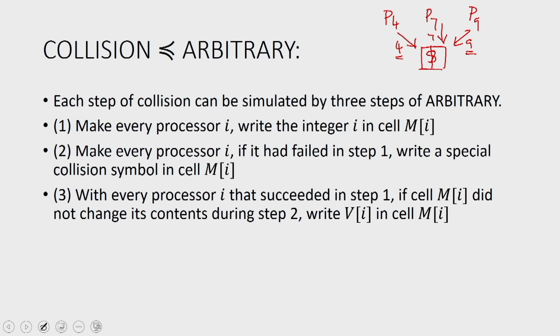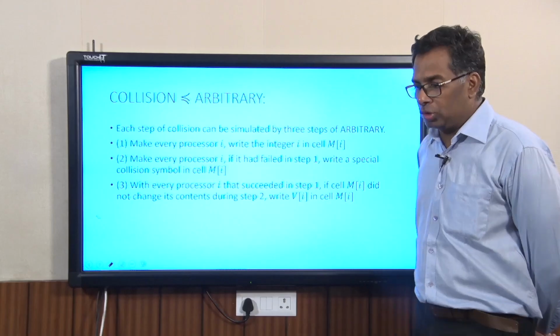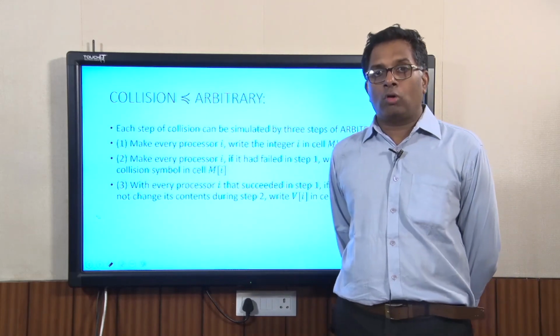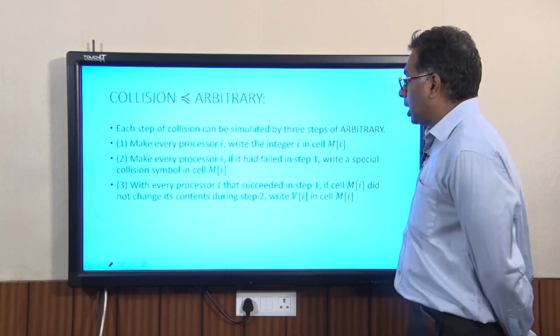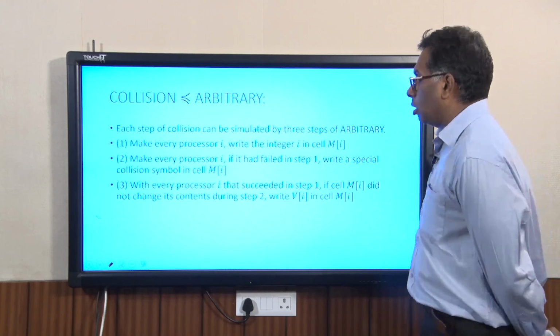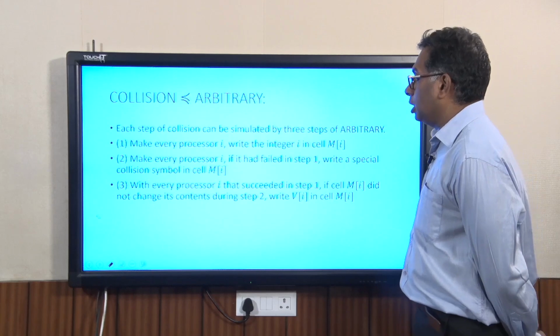Therefore, in the third step, what every processor does is this: every processor that had succeeded in the first step checks if cell Mi did not change its contents during the second step. If it did not change its contents, then that could be only because there was no other conflicting processor to change its successful write into the collision symbol. Had there been no 4 and 9, had processor 7 been alone, which means had it not been conflicting in this write, then it would have succeeded in the first step, and then when it reads its value back, it would not know whether it succeeded because it is alone or because it is the lucky one in the set of conflicting processors.